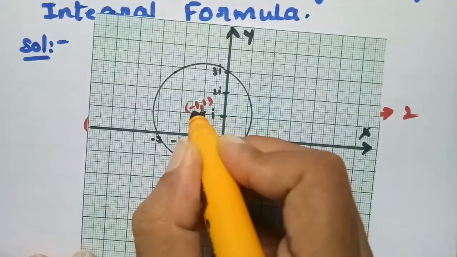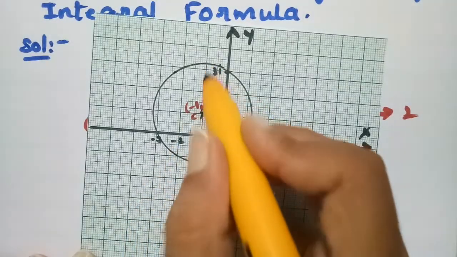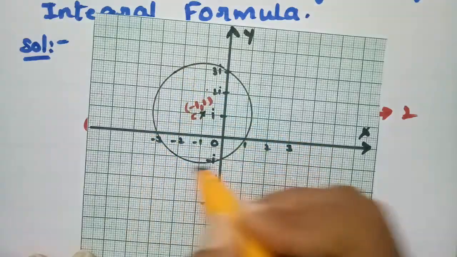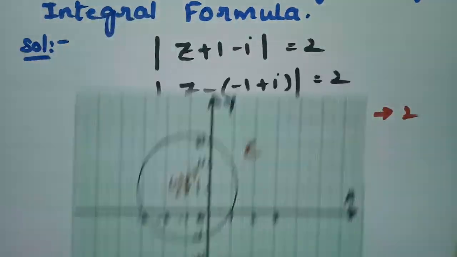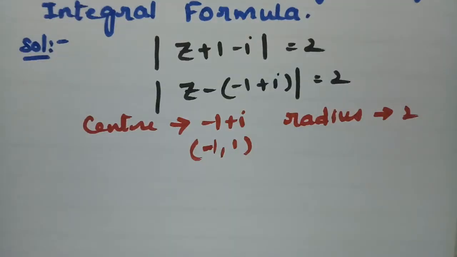With the center C and making 2 units as radius, I have drawn this circle, and this is the circle. So let us check whether the singular points are within this contour or not.